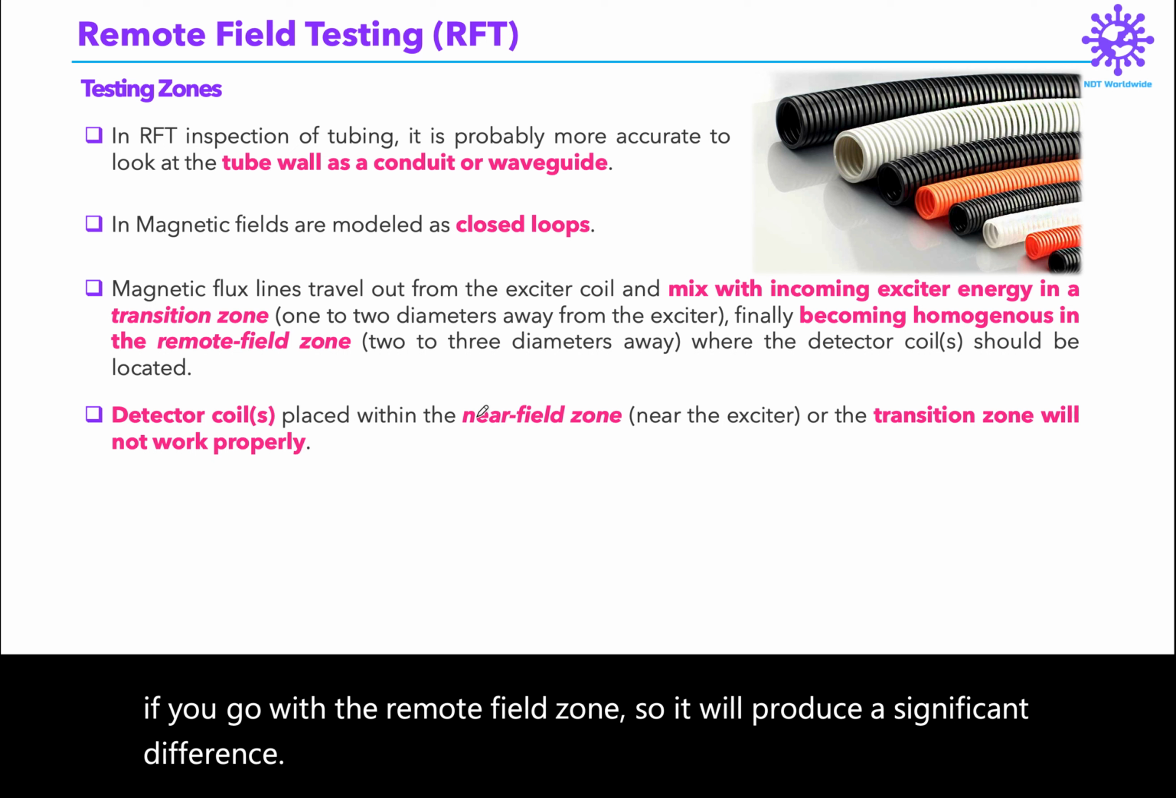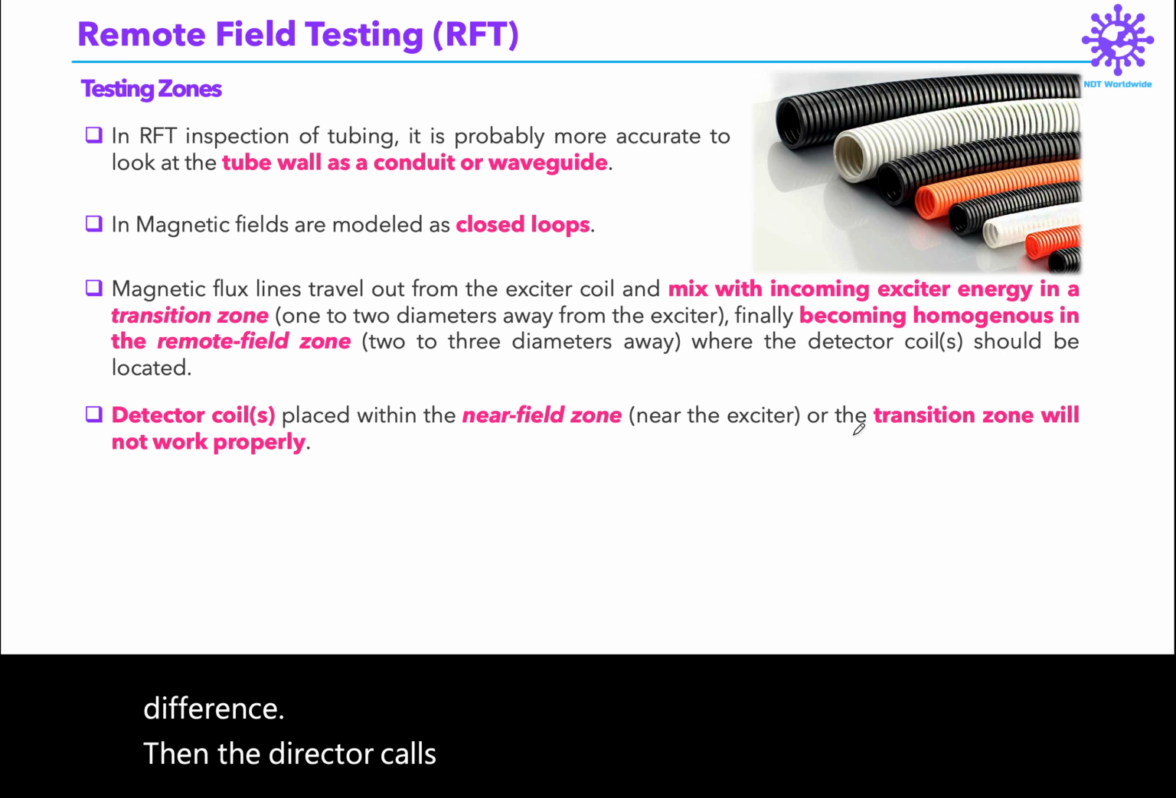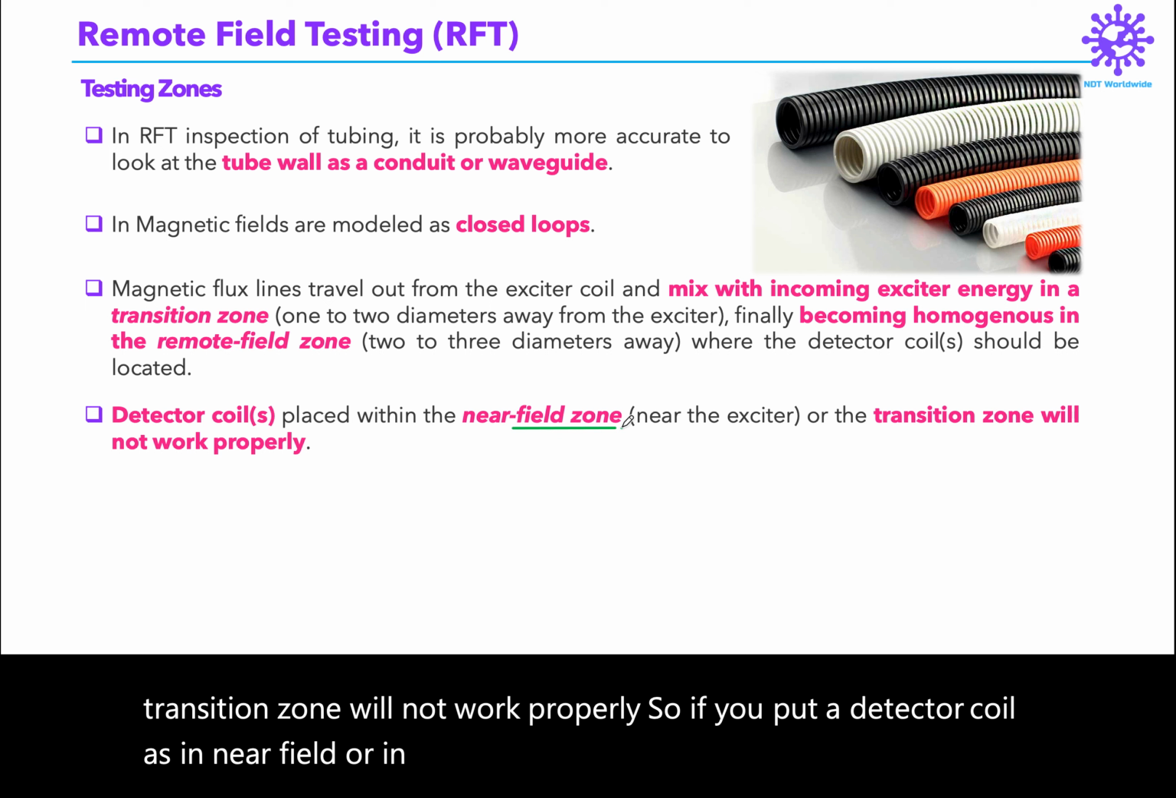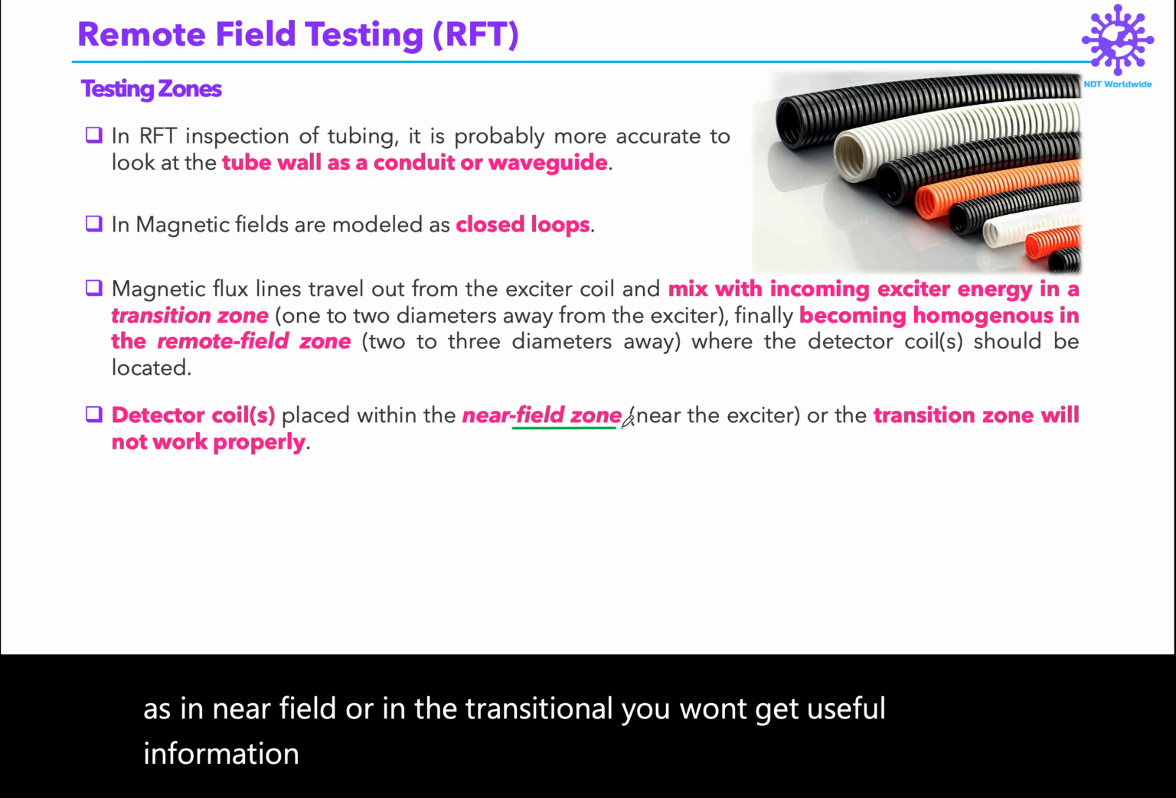Then the detector coils placed within the near field zone or the transition zone will not work properly. So if you put a detector coil either in the near field or in the transition zone, you won't get useful information. So you must keep your receiver coils in the detection area.